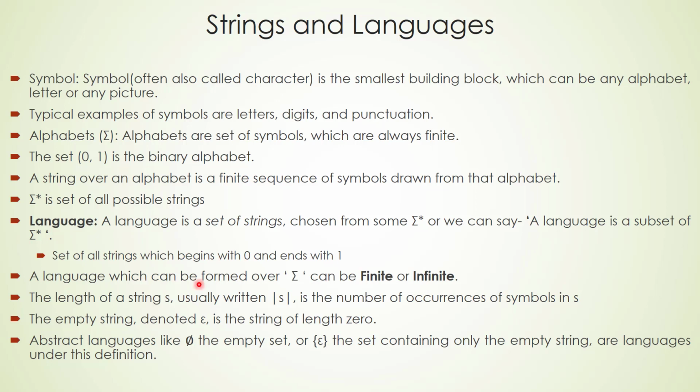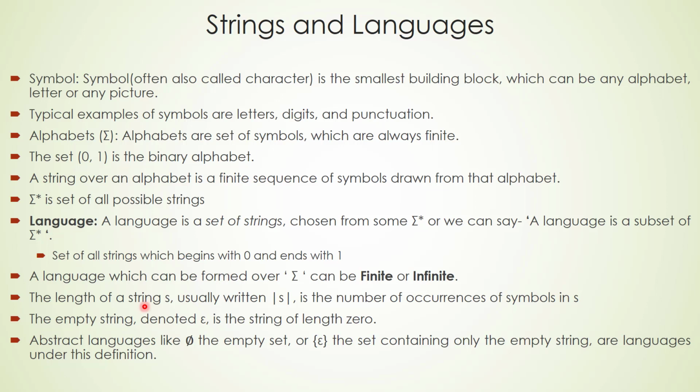A language formed over sigma can be finite or infinite. So in our example, it is an infinite set, because we can generate an infinite number of strings which start with 0 and end with 1. For a finite example, if we consider keywords alone in the C language, it is only a finite set. That means some 32 keywords are there. So that can be considered a finite language.